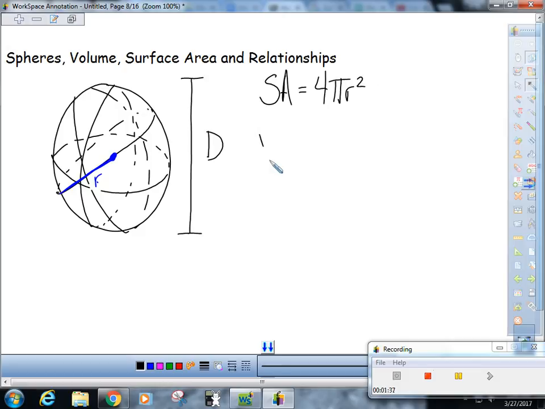The volume of a sphere is 4/3 times pi times r cubed. So just remember, the volume goes with cubes. The surface area goes with squares. Okay? Alright, so that's like 2/3 of the lesson down.